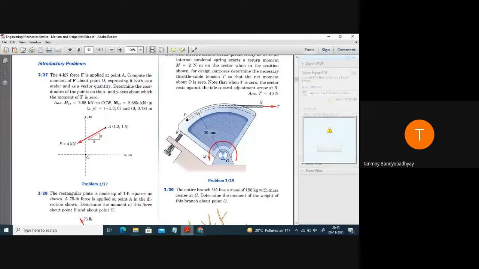The next part is important. Determine the coordinates of the points on the x and y axes about which the moment of the force is 0. So we have to determine certain points on the x and y axes at which the moment of the force is actually becoming 0. Clear?